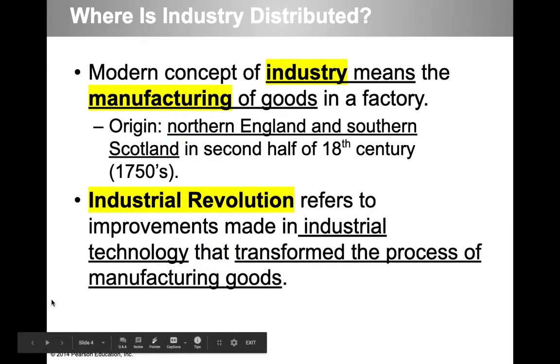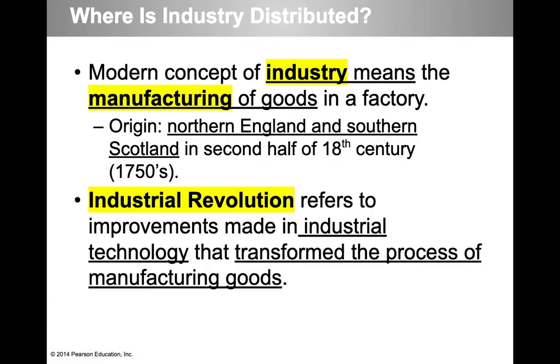All right. Industry means manufacturing. Think of them as synonyms. Where did it begin? The origin is in northern England or southern Scotland in the second half of the 18th century, so the 1750s. Industrial Revolution means the reform or change to industrial technology, transforming the process of manufacturing.